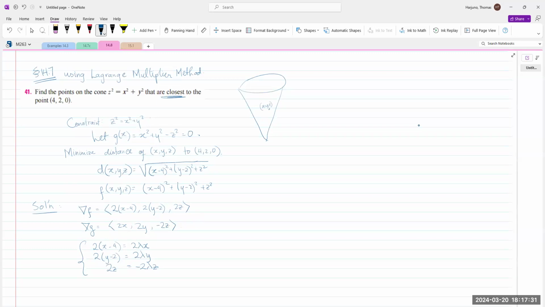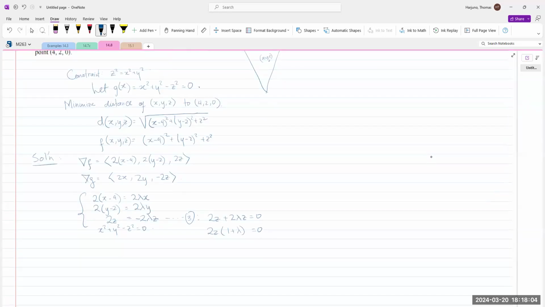Okay, how do we solve this? Oh, one more. It has to satisfy x squared plus y squared minus z squared equals 0. Okay, so I think the easiest one I can play with is equation number 3, where 2z plus 2 lambda z equals 0. If I factor this 2z out, I get 1 plus lambda equals 0. So either z equals 0 or lambda equals negative 1.